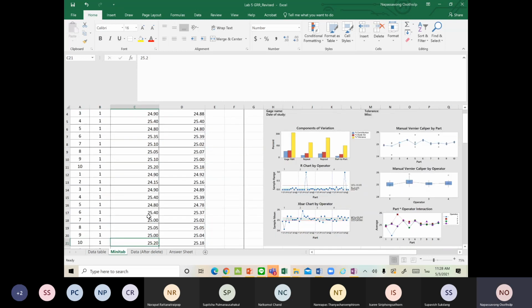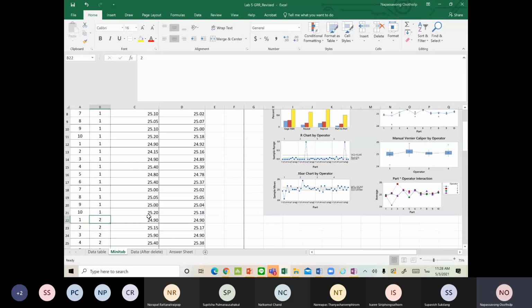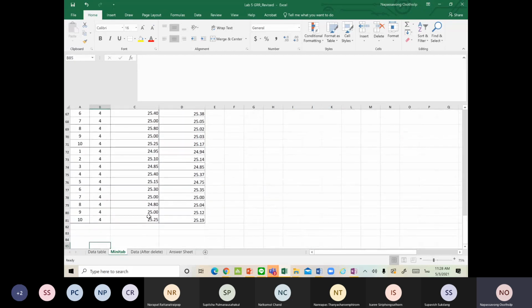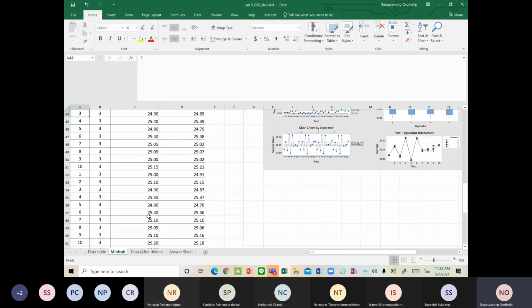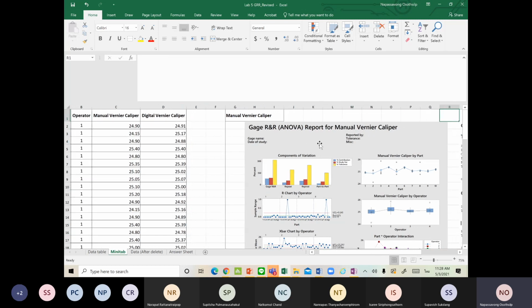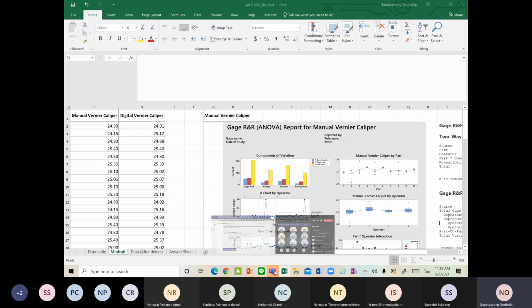And then you enter the number for operator 2, 3 also, right? And then you will get 80 data points. And then you have this column for manual vernier and another column for digital vernier. And then now Pima will show you that if you plug in this data set into Minitab and have Minitab calculate the output of the analysis for you, how can we do that?